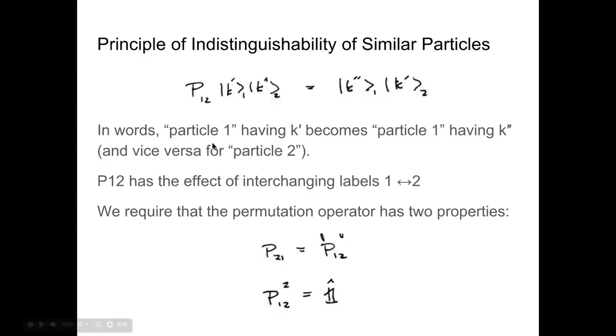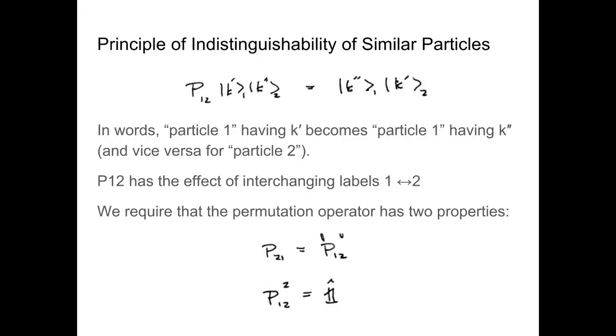In other words, particle 1, which initially had K prime, becomes particle 1 having K double prime, and vice versa. And notice that P12, which should be a subscript, has the effect of just interchanging the labels. It's taking particle 1 and switching it with particle 2. The labels, not the actual particles.